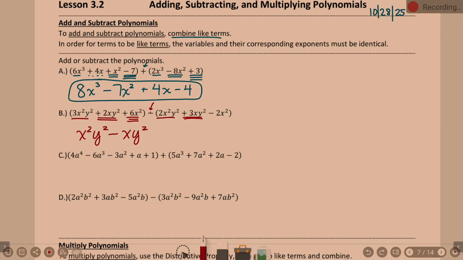6x squared goes with negative 2x squared. And this is where you have to remember what you're doing. What my brain's thinking is I'm doing 6 minus negative 2. And what is 6 minus negative 2? 8. It becomes 6 plus positive 2, so plus 8x squared. Okay?